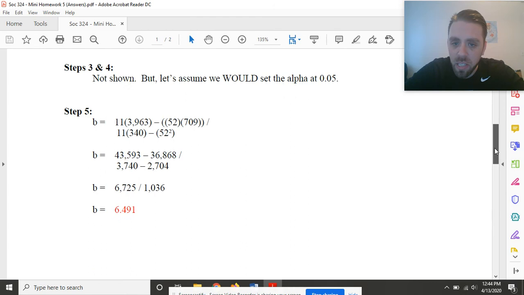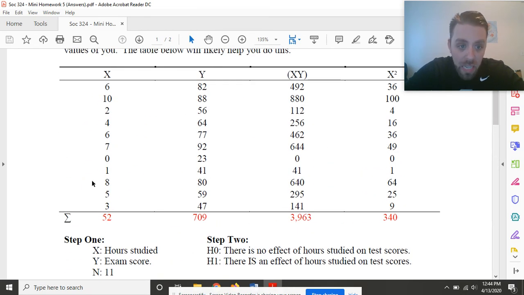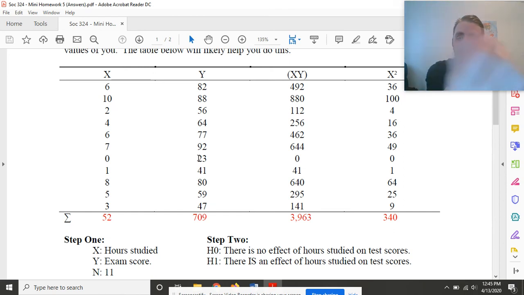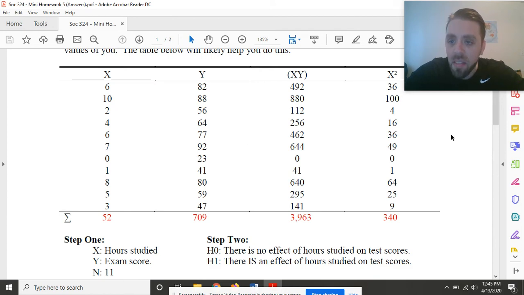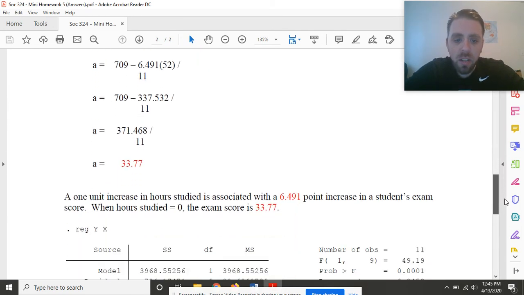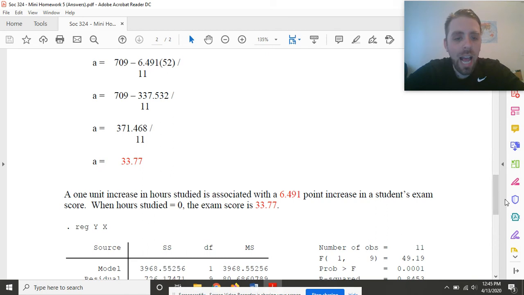Why did I say on average there? Because if I go up here, you can see that I actually have a data point here. When X equals 0 in the observed data, I actually have a value for Y of 23. That's one data point. What you are getting, the y-intercept, is the average value of Y, assuming X equals 0. And that's why those numbers don't match up. Either way, a 1 unit increase in hours studied is associated with a 6.491 point increase in student exam scores. When hours studied equals 0, the exam score is 33.77.